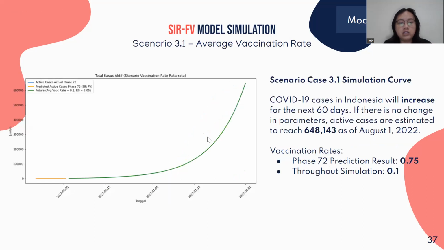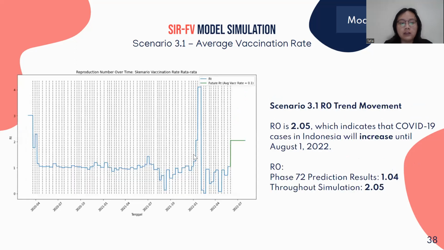The first vaccination rate manipulation used the mean vaccination rate of 72 phases, with a decrease in vaccination rate of 87%. The trend of active cases in Indonesia will tend to increase until August 1st, 2022. In this case, R0 is more than 1, which means that there is an increase in cases. It can be seen that in this scenario, COVID-19 cases in Indonesia will increase for the next 60 days. If there is no change in parameters, active cases are estimated to reach 648,143 as of August 1st, 2022. In this scenario, R0 is 2.05, which indicates that COVID-19 cases in Indonesia will increase until August 1st, 2022.